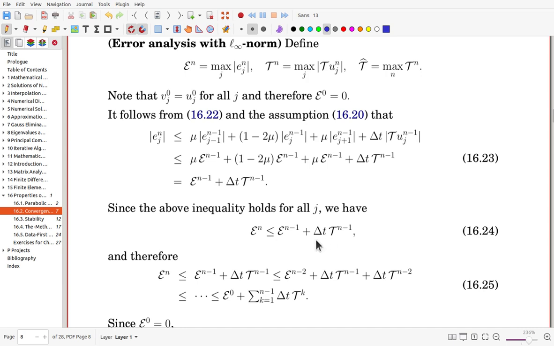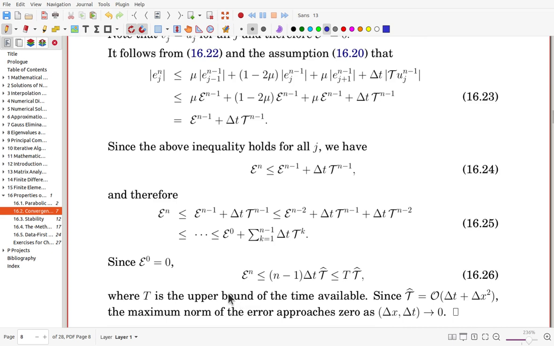Again, E^(n-1) will be bounded by E^(n-2) and one more term here, and so on. At the last moment, going down to the zeroth level, we reach E^0 plus the truncation error at each level multiplied by delta t. But E^0 must be 0. So now we have E^n bounded by this summation.